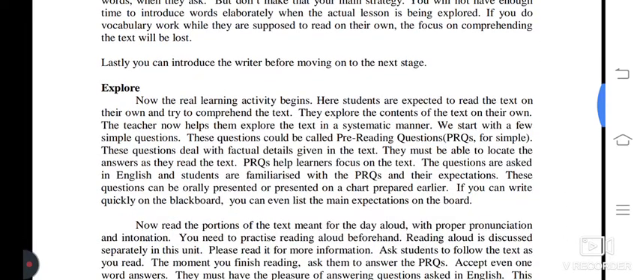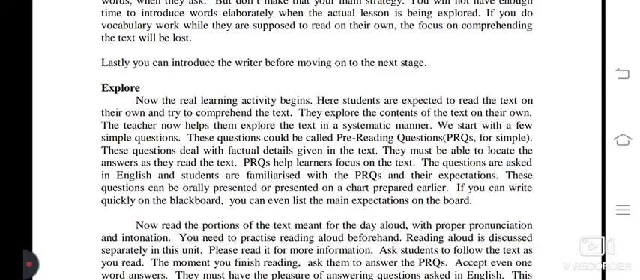Next stage, explore. Now the real learning activity begins. Here, students are expected to read the text on their own and try to comprehend the text. They explore the contents of the text on their own. The teacher now helps them explore the text in a systematic manner. We start with a few simple questions. These questions could be called pre-reading questions, that is PRQs for short.